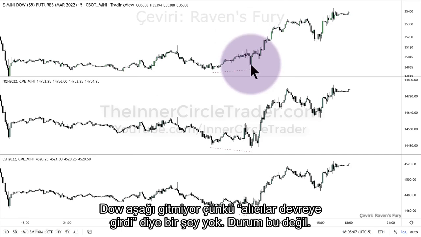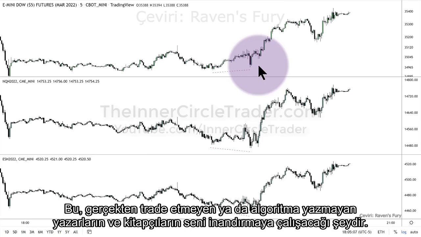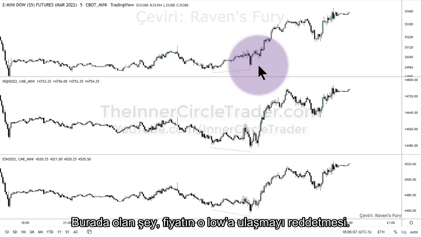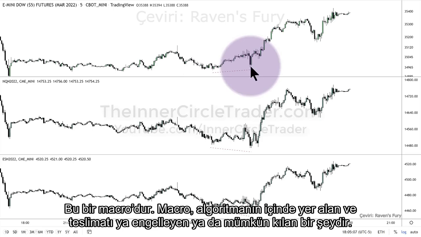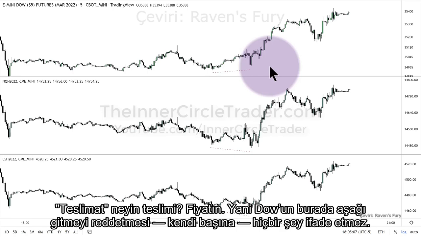The Dow is not going down because buyers are coming in. That's not what's happening here. That's what authors and book writers and people that don't really trade or code algorithms will have you believe. This is an unwillingness to deliver to that low. This is a macro. A macro is something inside of an algorithm that prevents or enables delivery. Delivery of what? Price. So the Dow is unwilling to go lower here.